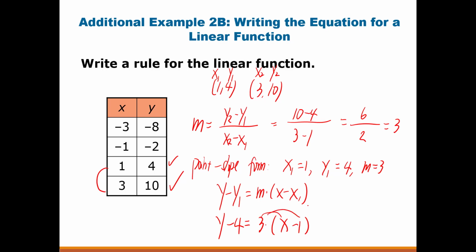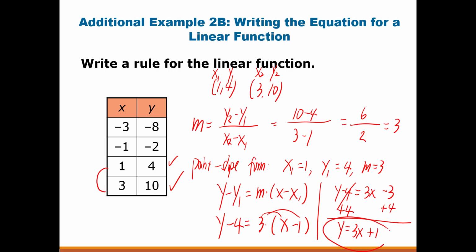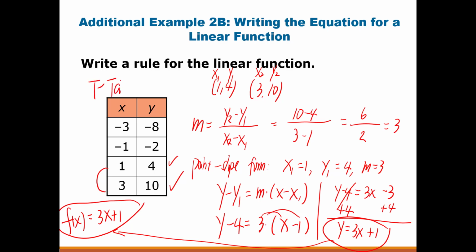Now we distribute and combine like terms. y minus 4 equals 3x minus 3. Now we add 4 to both sides of the equation. Then y equals 3x plus 1. And we turn it into function notation, right? So this y becomes f of x. So f of x equals 3x plus 1. Okay. So that's how we get a linear function from these ordered pairs from the T table. This is what we call a T table.